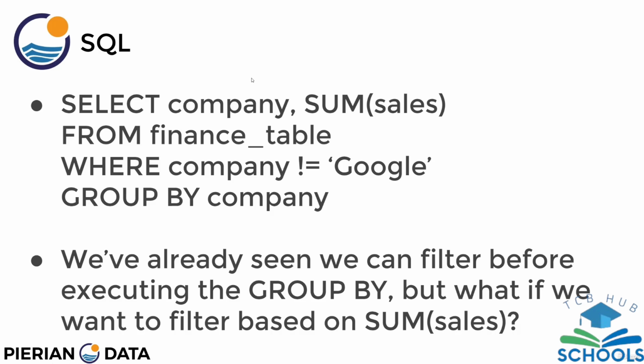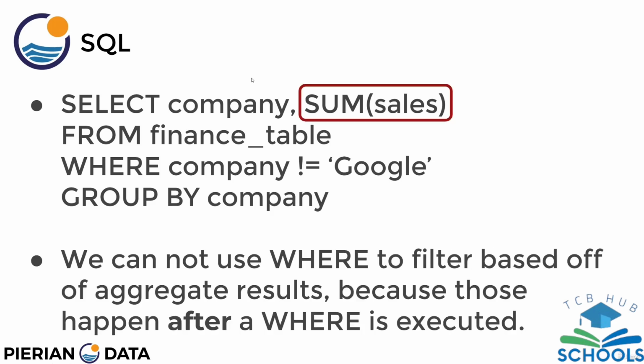So that's okay because the company isn't being aggregated in any sort of way. It is in the group by statement. However, it's not having an aggregate function being called on it. So I can use where. But what if we actually wanted to filter based off the sum sales? Keep in mind that since we're calling sum on sales, that's not going to happen until after that group by statement is executed all the way at the bottom, which means we cannot use where to filter based off aggregate results because those happen after the actual where statement is executed.